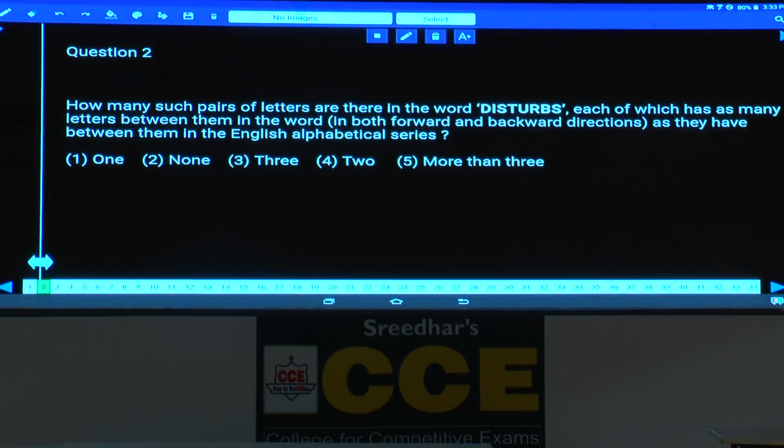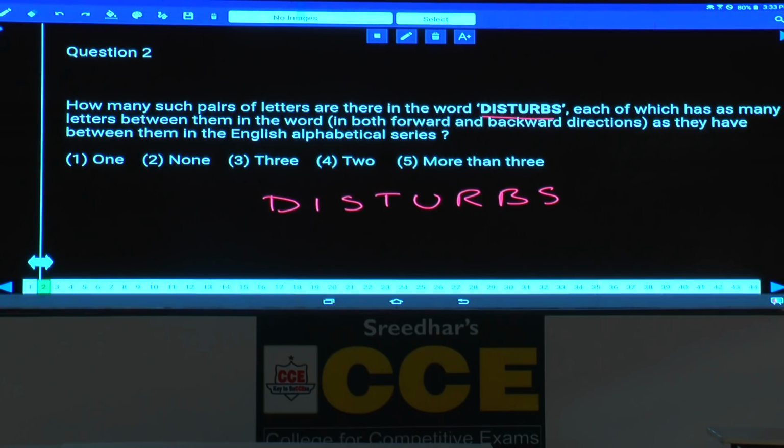Now in the second one, how many such pairs of letters are there in the word DISTURBS, each of which has as many letters between them in the word as in the alphabet? Now D, I, S, T, U, R, B, and S. Then D to S. Starting from D, E, F, G, H, I, J, K. Any letter matching here?